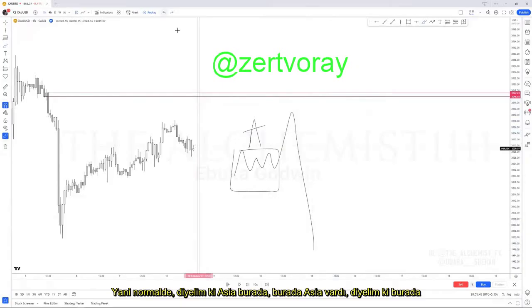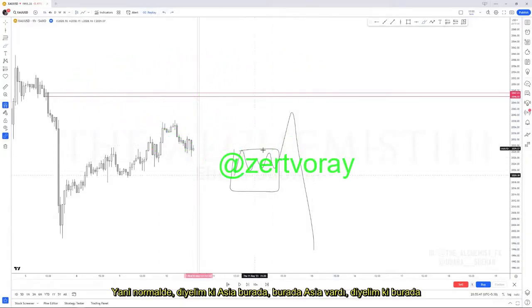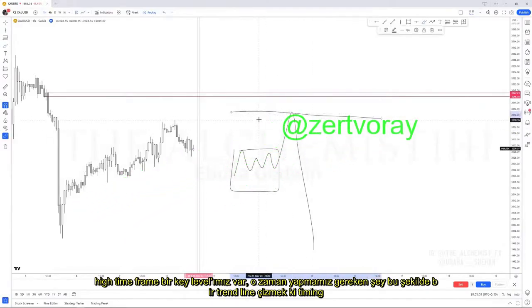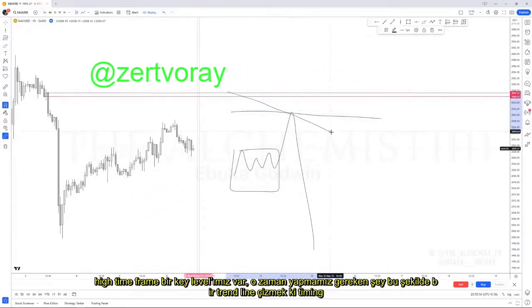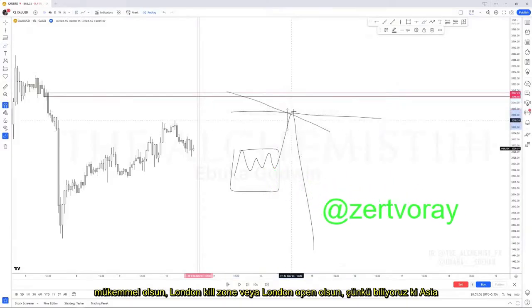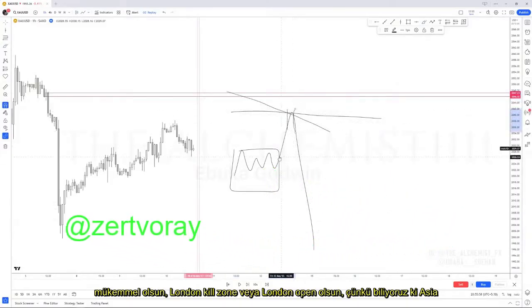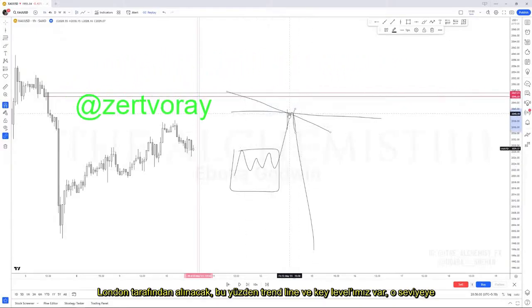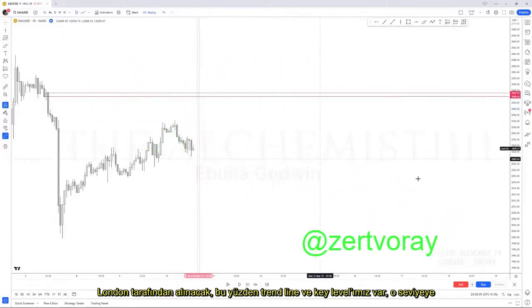Okay, so normally let's say we had Asia here. Let's say we have a higher time frame key level here. Then what we should do is draw a trend line so that the timing is perfect. It's London kill zone or London open. Because we know that Asia will be taken out by London, so we have a trend line and a key level, so we could have faith in that level. Okay, something like that.